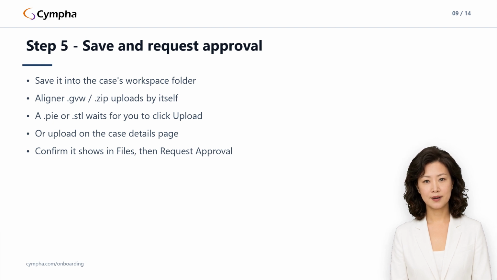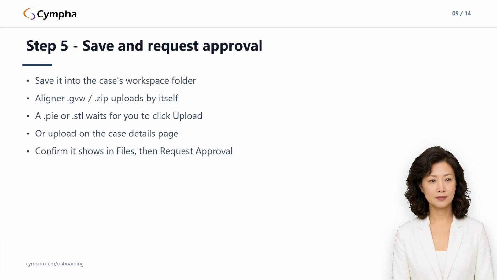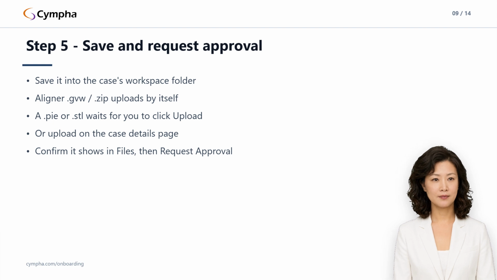Getting the deliverable onto the case is the step most likely to go wrong, so verify it rather than assume it. Save your file into the case folder in your workspace. Now, what happens next depends on the file. Aligner output, a .gvw, or a results zip, the agent sends up on its own. An implant plan or an STL does not. It sits in the agent's cloud monitor panel under New in Workspace, waiting for you to press upload. Closing your design application does not push it, which is the thing people most often assume.